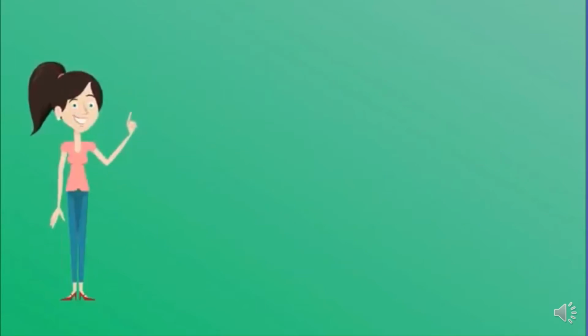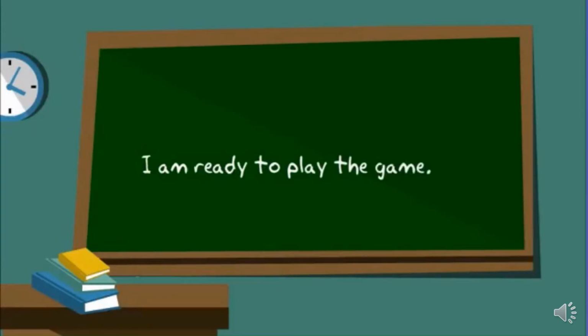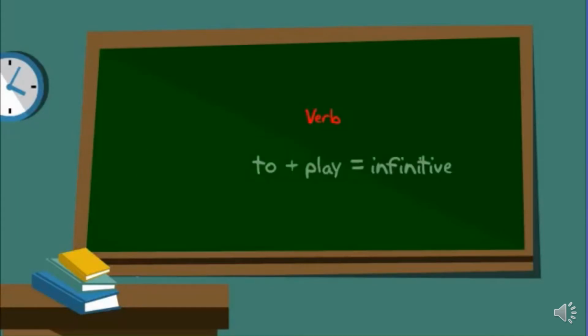Be on the lookout for a word that might look like a preposition but isn't. It is the word to followed by a verb. For example, I am ready to play the game. To, in this case, appears to be a preposition, but there is not a noun or pronoun after it. Instead, there's the verb play. So to and play together form an infinitive.